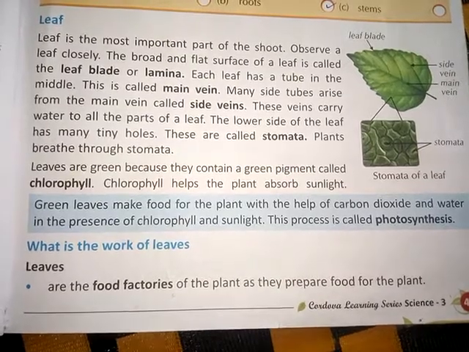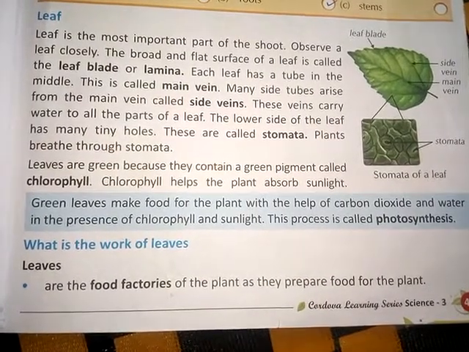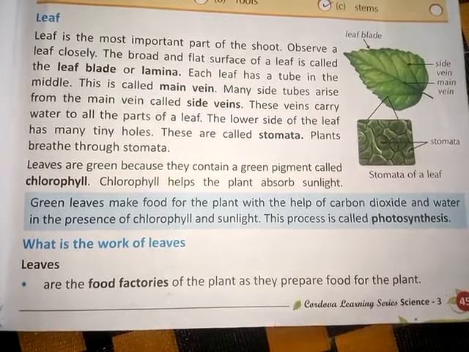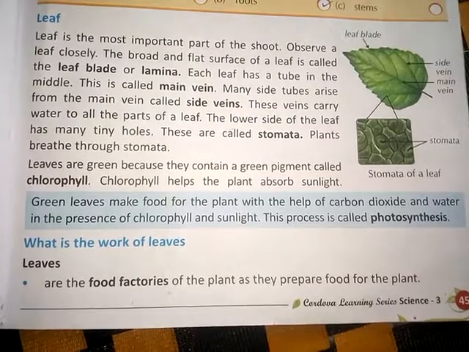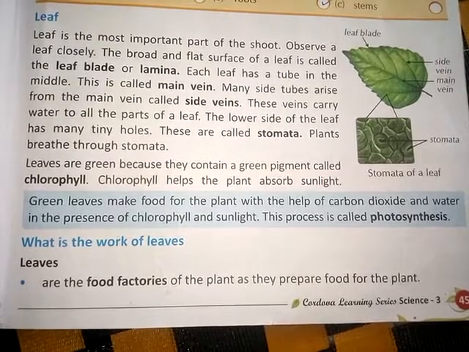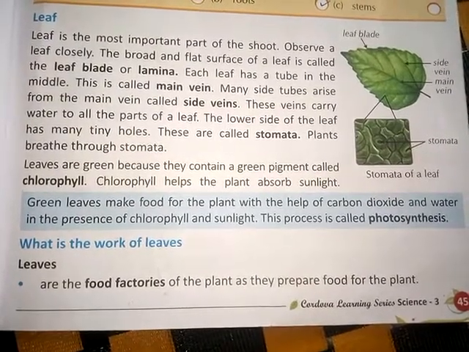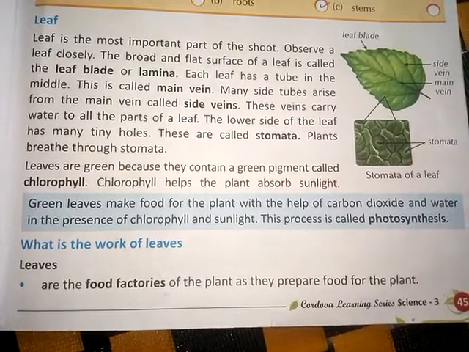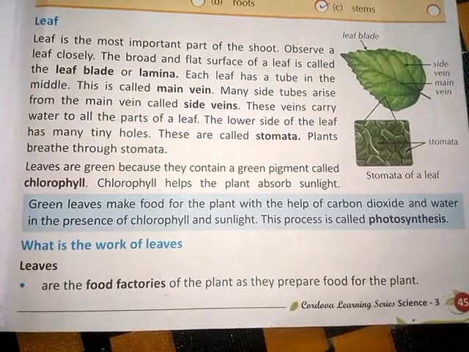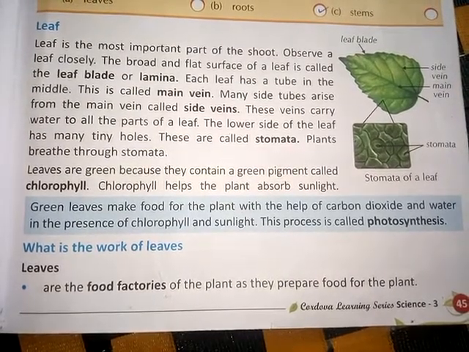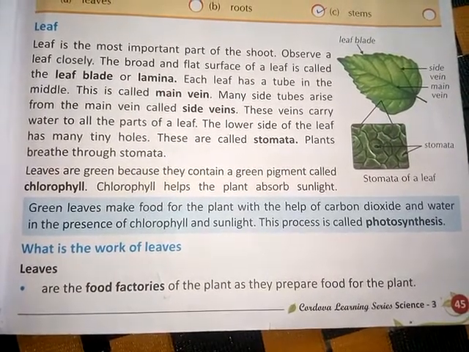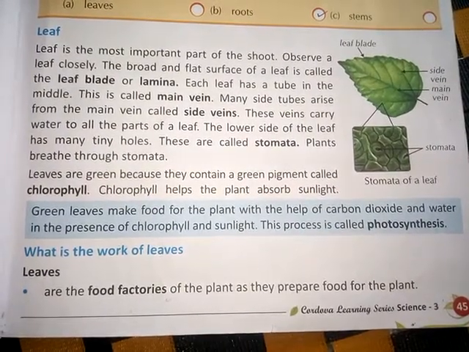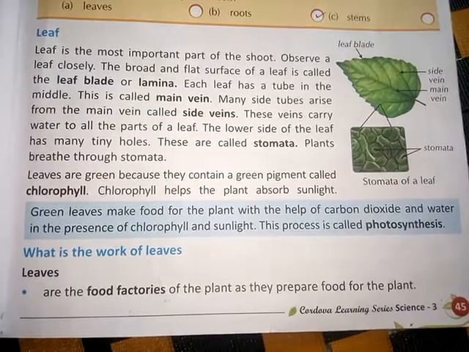Leaf. Leaf is the most important part of a shoot. Observe leaf closely. The broad and flat surface of a leaf is called the leaf blade or lamina. Each leaf has a tube in the middle. This is called main vein. Many side tubes arise from the main vein called side veins. These veins carry water to all the parts of the leaf.